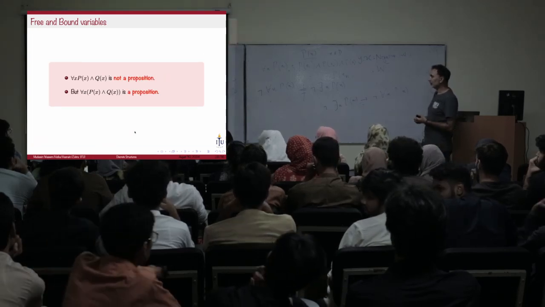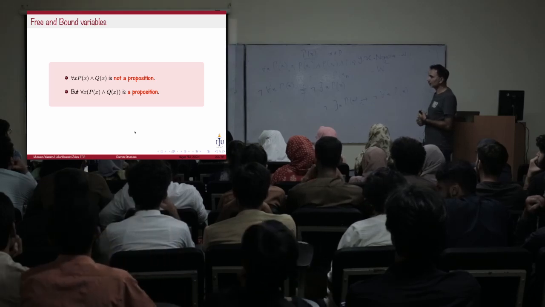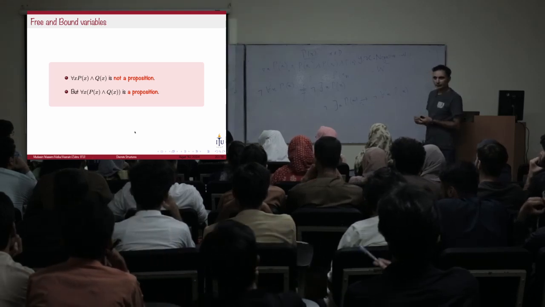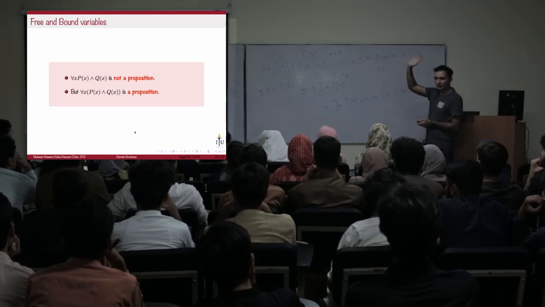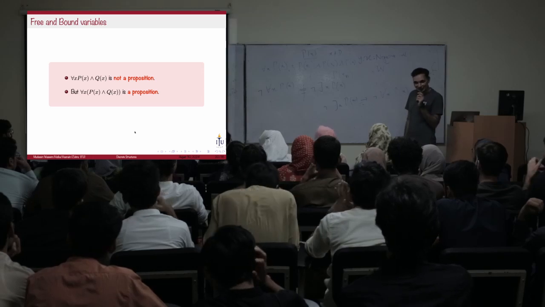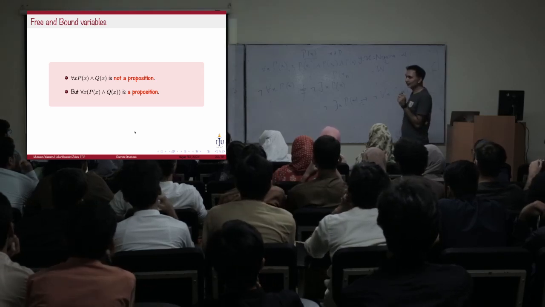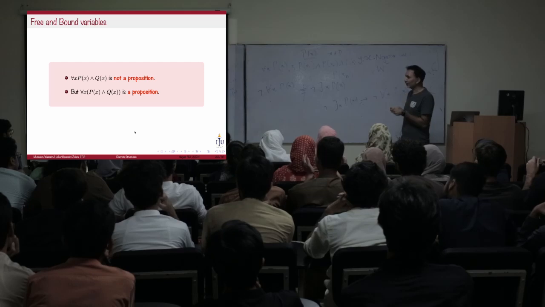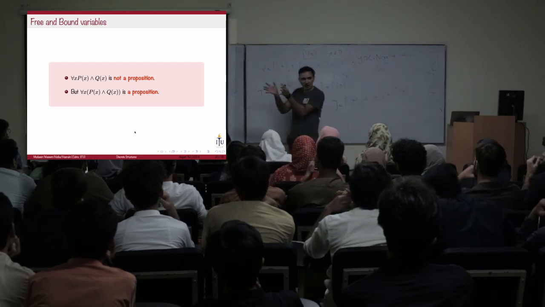"For all x, P(x) and Q(x)" is not a proposition. Why? Now the scope is defined. So the scope of x is just the first part of this proposition.